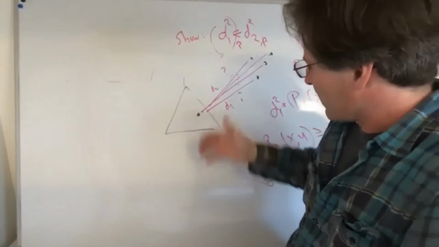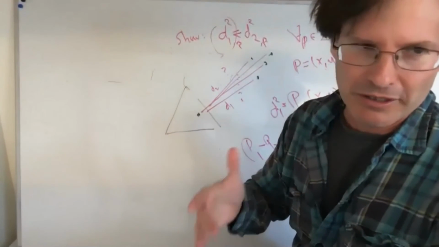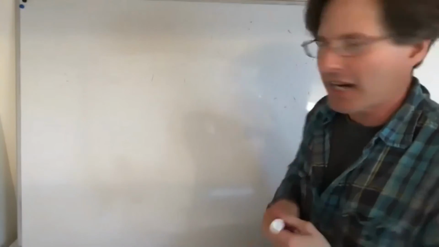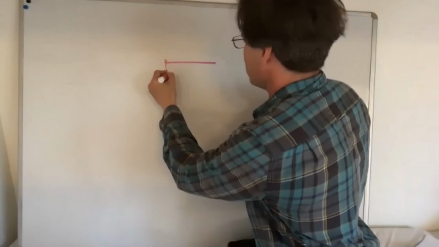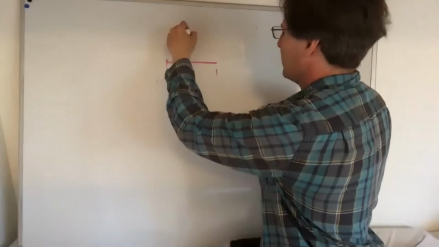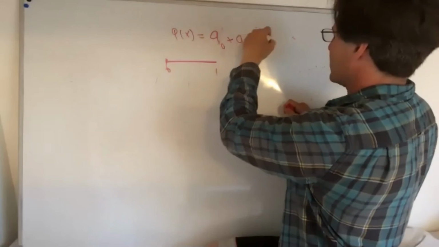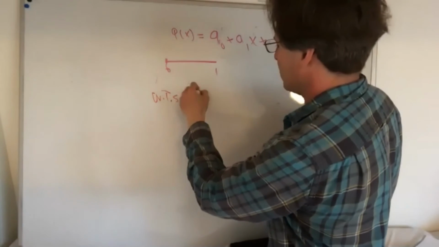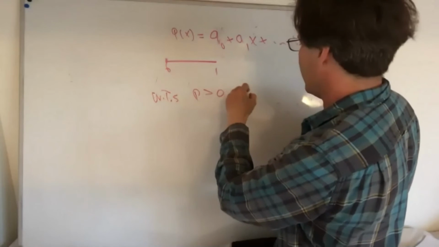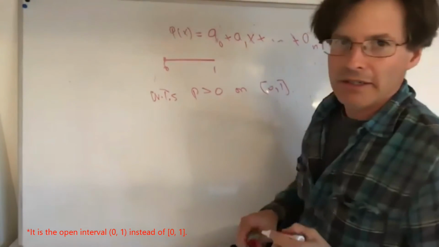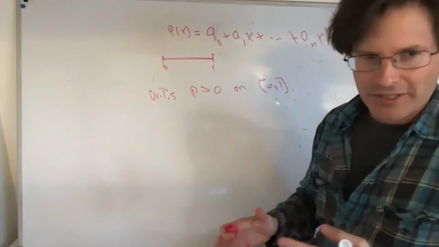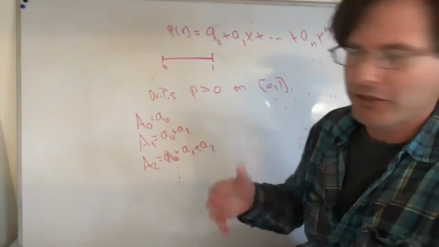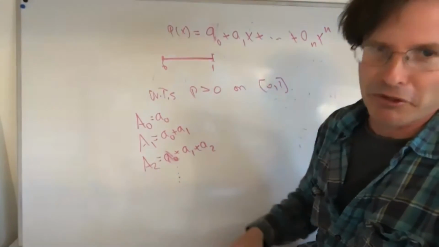But the question is, how do you show that a polynomial of 2 variables is positive in a triangle? Let me start slowly, and let's talk about the unit interval. Imagine I have a polynomial on the interval from 0 to 1. p of x is just a0 plus a1x plus and so on. I want to show that p is greater than 0 on [0, 1]. So here's something you can do: if all of these coefficients are positive, then the polynomial is positive. Let me give you a proof.